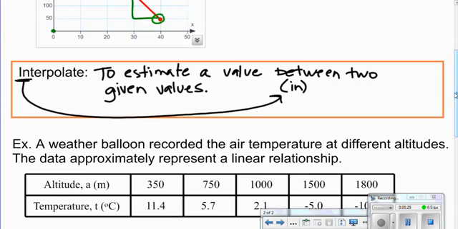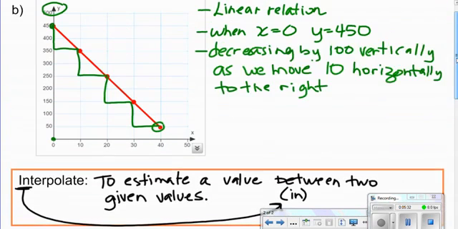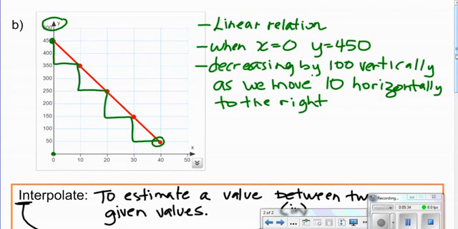So interpolate has the word in, and so we're looking for a value that's in between two values that we already know. So if we go back to our graph in B, we could say, okay, well, we know when x is 10 that y is 350, and we know that x is 20, y is 250, but what about when x is 15? So we would interpolate, okay, well, 15 is halfway between 10 and 20, so then we would need to be somewhere between 350 and 250, so it should be 300. So we interpolate. We look inside the data to find another piece of data.